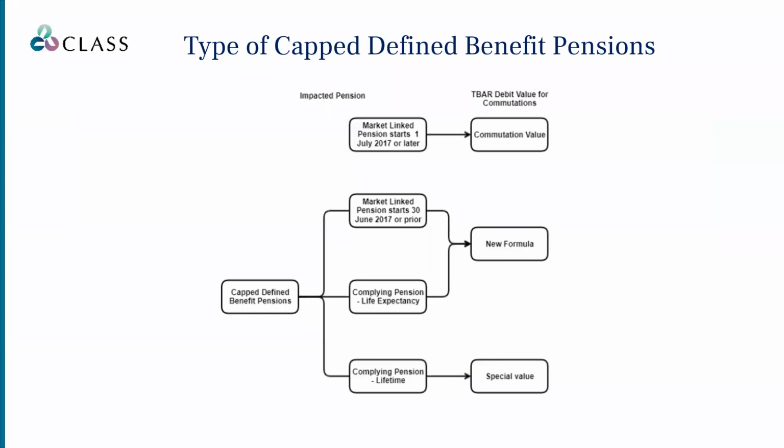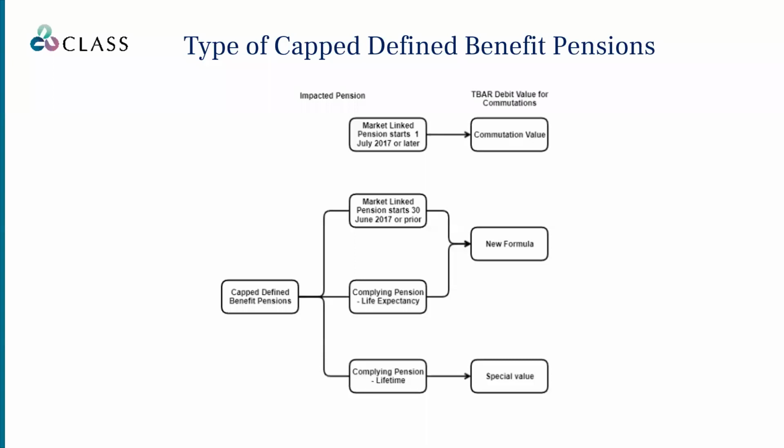Now, this is a summary of the types of capped defined benefit income streams in Class and the potential impact it will have. Obviously for market-linked pensions commenced after 1st July 2017, the debit value will be the actual commutation amount. For market-linked pensions that started on or before 30 June 2017, and in Class we call them compliant pensions, if it's a life expectancy compliant pension, then they have to apply the new formula. For a lifetime compliant pension, continue to use the special values.